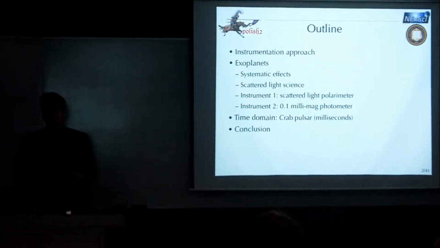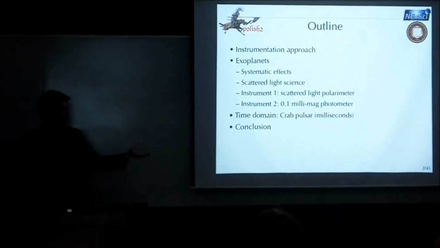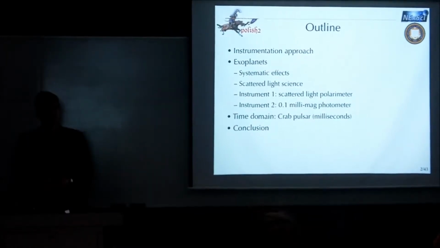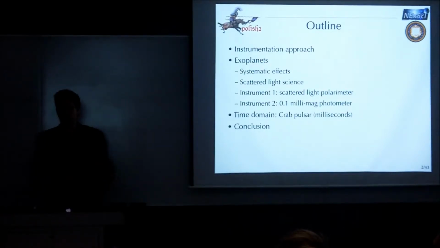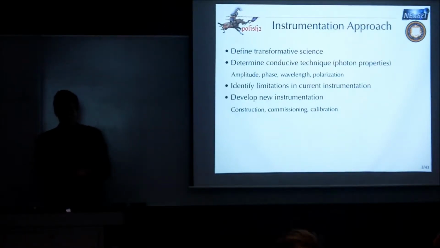So then I'll dive into the instrument that I developed, which is a scattered light polarimeter, Polish 2, you asked about earlier. It's a visible light polarimeter to observe scattered light from exoplanets, so light reflecting off of their atmospheres. And then I'll propose an instrument, a ground-based photometer with space-like quality that I think we can develop. And finally, I'll show a slide about non-exoplanet science that can be done. When you develop a new instrument, it tends to be the case that it is amenable towards other kinds of science that you didn't necessarily think of originally. And then I'll conclude.